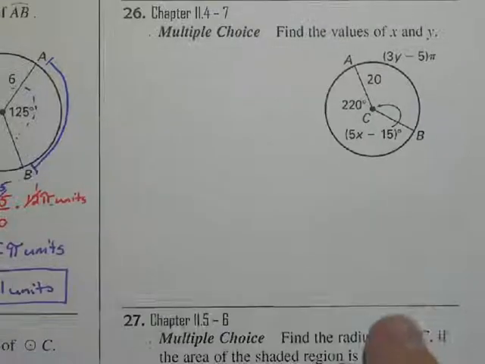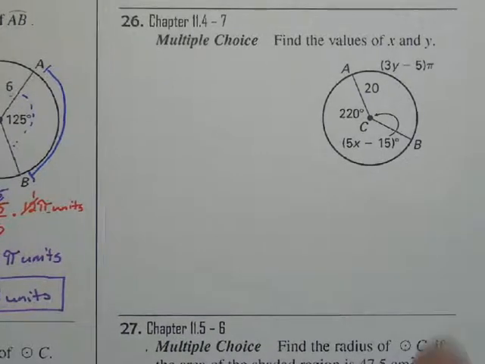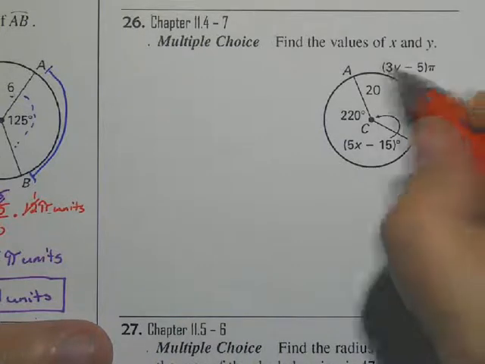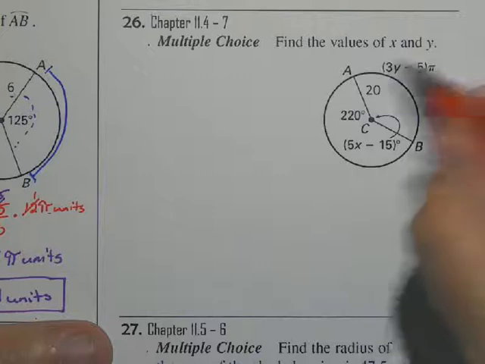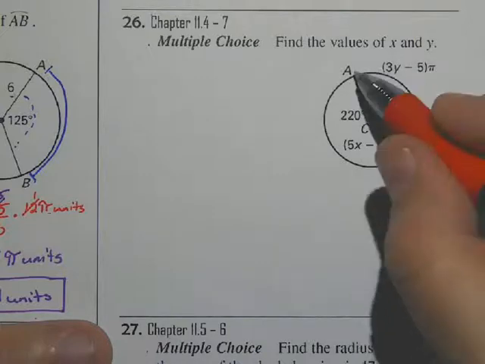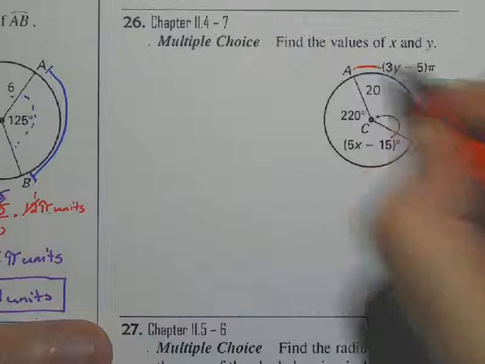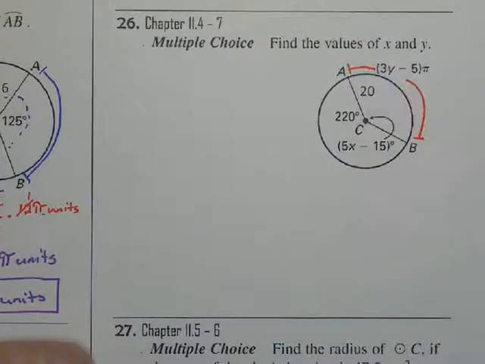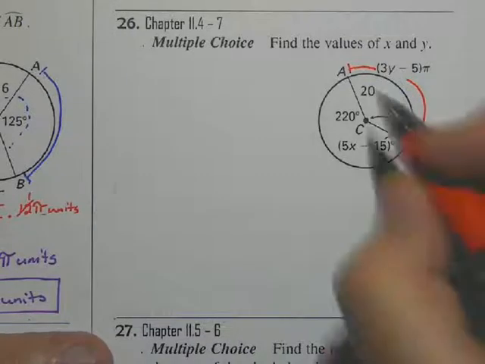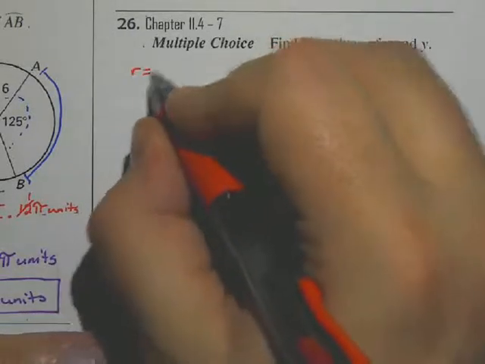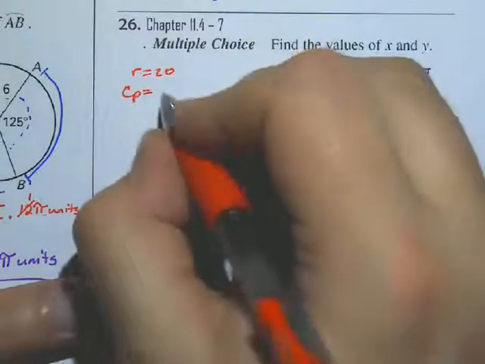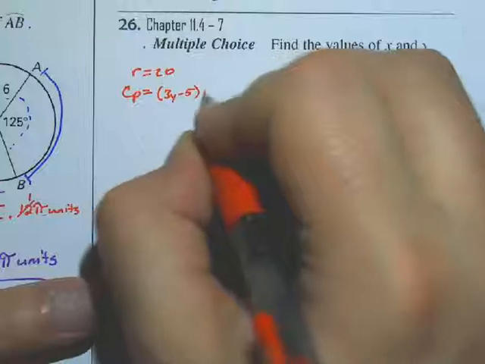Now this is a definitely interesting problem here. So we're going to attack this first by noticing what the different pieces are. This 3y minus 5 is marked on the outside, and you notice it doesn't have a degree symbol, so I'm thinking it's probably a length. That probably means it's this length. And that length is called the partial circumference, or the arc length, if you will. R is 20. So my CP, my partial, is 3y minus 5 pi.